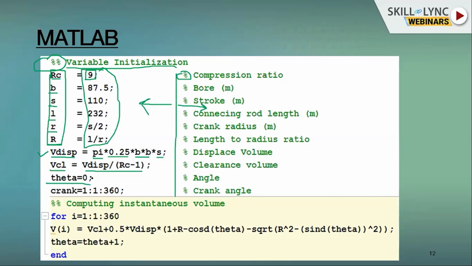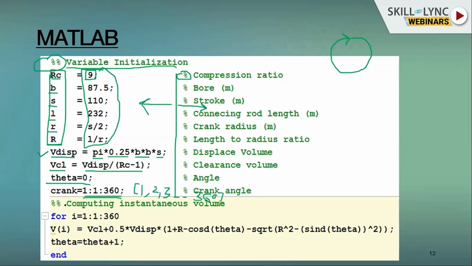I have used theta, and I have initialized theta as 0 because I want to change it from 1 to 360. 360 means one revolution, and one revolution means 360 degrees. So I want to make one array which is going to hold 1, 2, 3 till 360. So this is the syntax to do that.